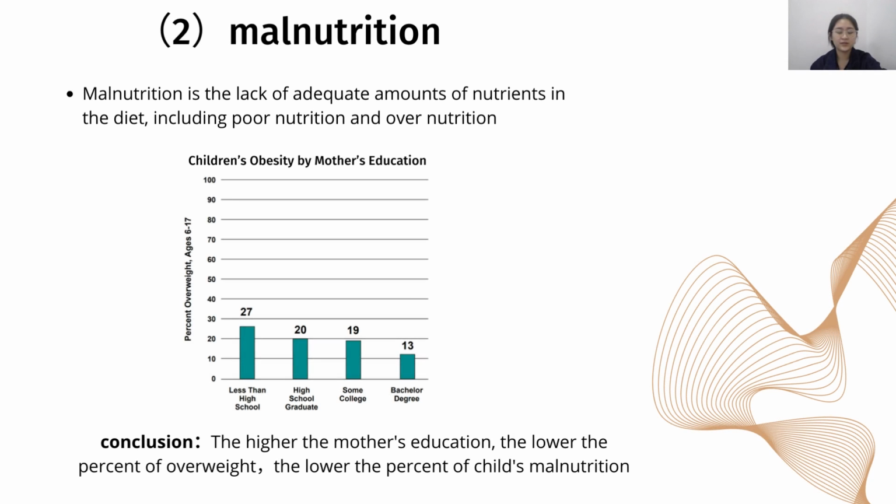The second indicator we use is malnutrition, and we use the proportion of children who are obese to measure the impact of the mother's education on children's health. As can be seen from the figure, children's obesity rates decline as mothers become more educated.